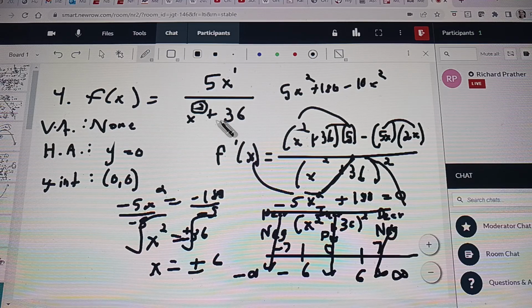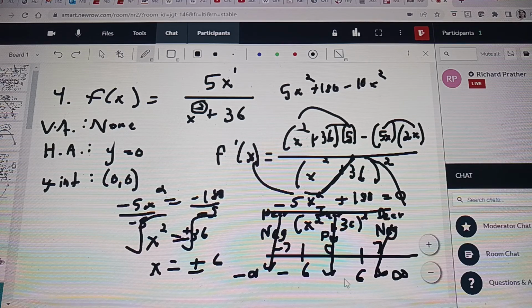We could plug them into the original problem and get the y coordinates. In fact, plugging 6 in is easy. The top would be 30 and the bottom would be 72. 30 divided by 72 is a little less than a half. So 6 comma 1/2 roughly is where the local maximum is occurring. And then for -6, the bottom's still going to be 72, but the top would be -30. So -6 and -1/2 roughly would be where the local minimum is.